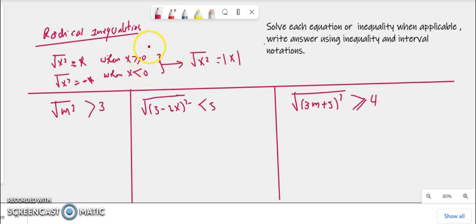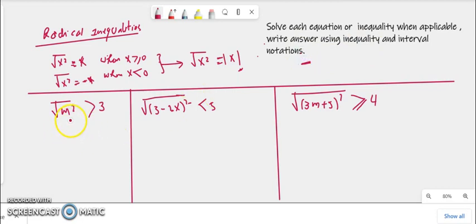Alright, so from this we can say the square root of x squared is equal to the absolute value of x, because from the previous rule, the absolute value of x is basically equal to plus or minus the value of x. Okay, let's take some examples. It says, solve each equation or inequality when applicable, and write the answer using inequality and interval notation.